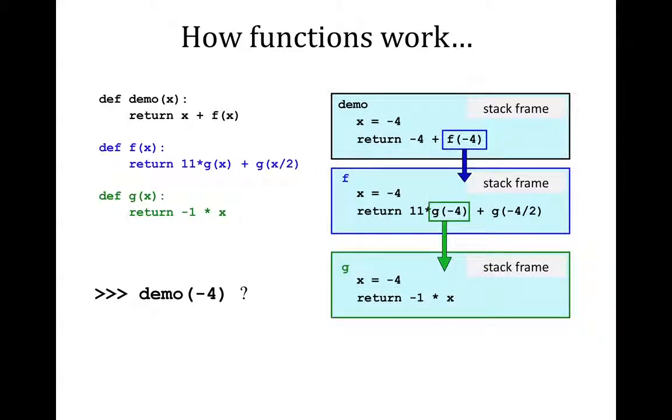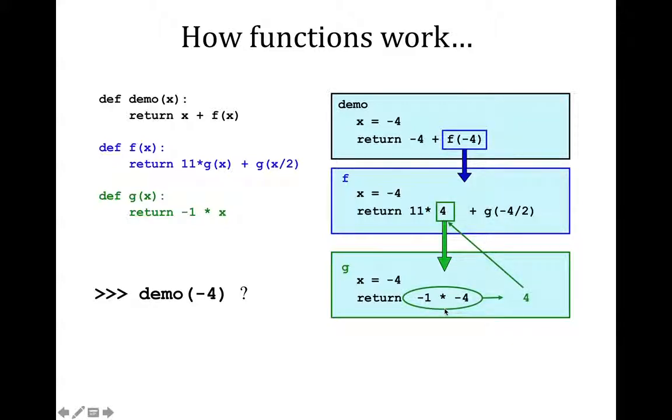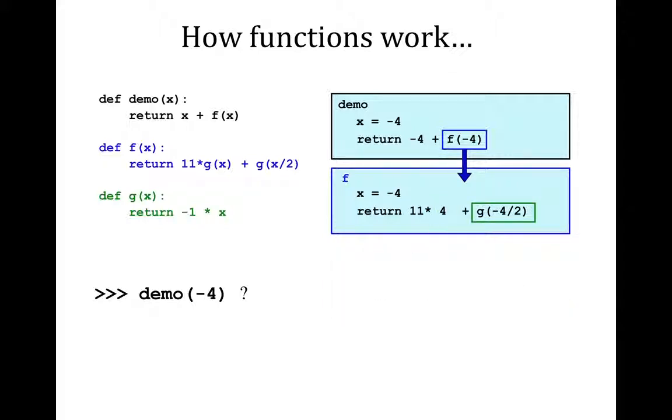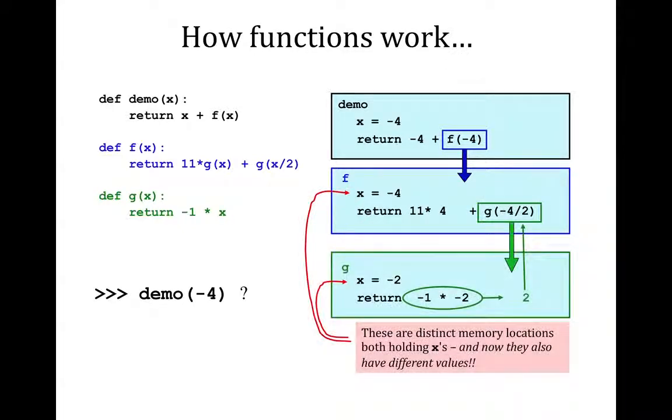So we need to process each of these calls to g. So I have g of -4. I process this, right? x is -4. I'm returning -1 times x. That I can actually calculate and return back. As soon as I return from the call from the first g of x, that stack frame disappears. So it comes off the call stack, and then I can proceed forward with the next function call, which is g of -4 divided by 2.